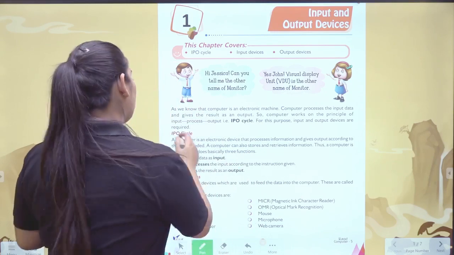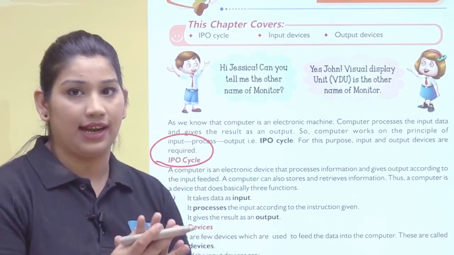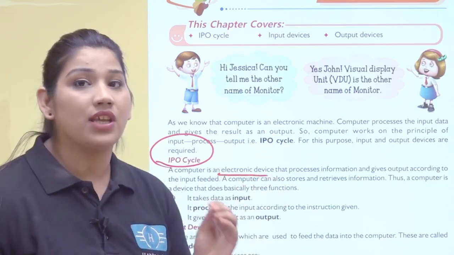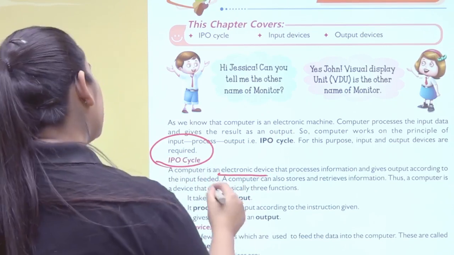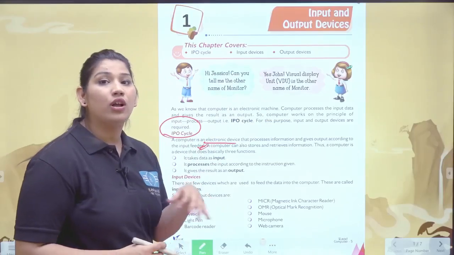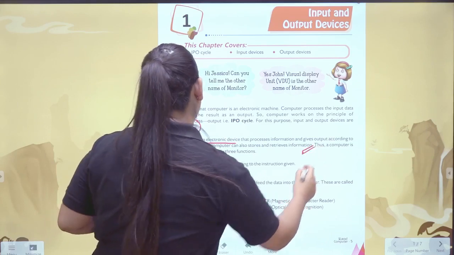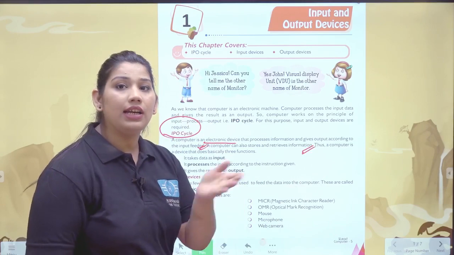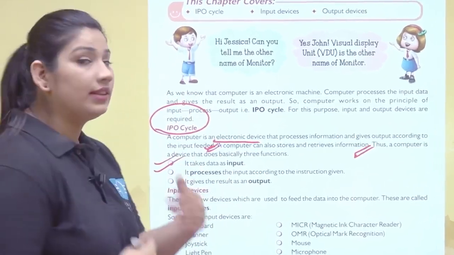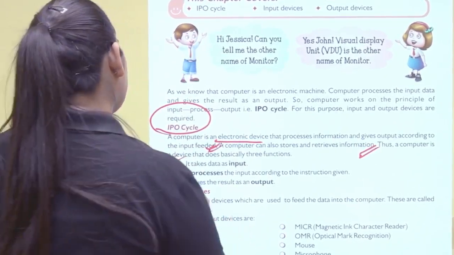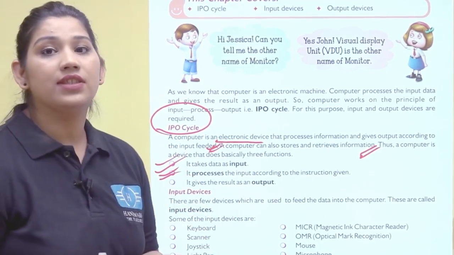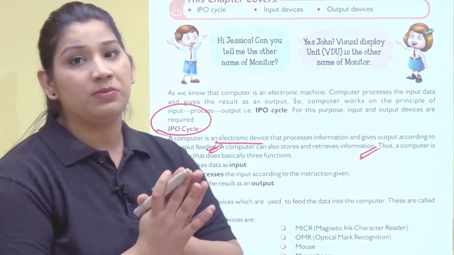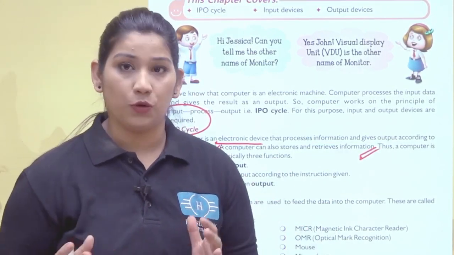Computer works on the IPO cycle, as I told you. Let us understand that. Computer is an electronic device that processes information and gives output according to the instructions given, input fed. A computer also stores and retrieves information. Thus, computer is a device that basically does three functions: it takes input, then it processes the input according to the instruction given, and then it gives the result, which is called output. All this is possible with the help of input devices and output devices.